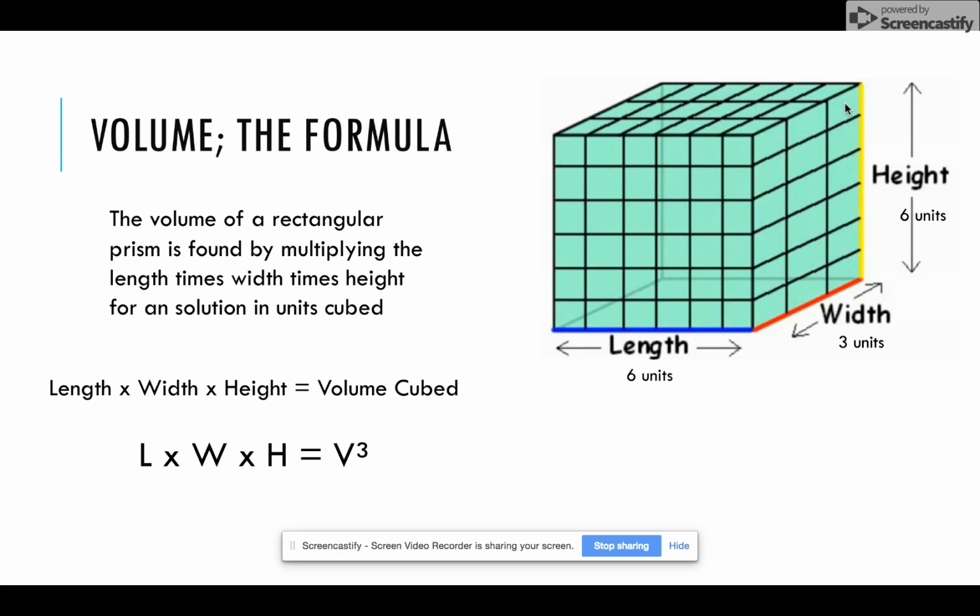When we plug these numbers into our formula, we get 6 units times 3 units times 6 units. Before multiplying, did you recall how we denote measurements? In units cubed. So for this problem, we would get an answer of 108 units cubed.